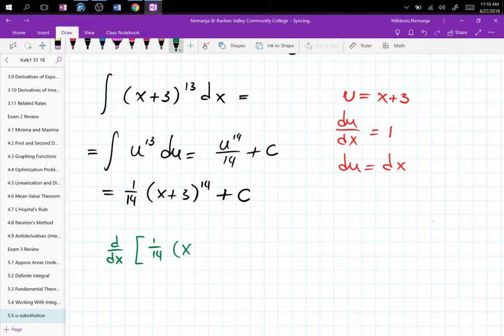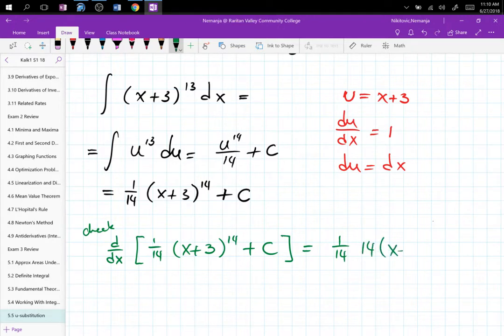So I have 1 over 14 times x plus 3 to the 14th plus c in a derivative, to check. And over here now I copy the constant, then I drop 14 down, and I have x plus 3 to the 13, and then I have plus 0. The 14 cancels 14, and there it is. It's x plus 3 to the 13, so it's good, right? So you should be doing this on your exam.